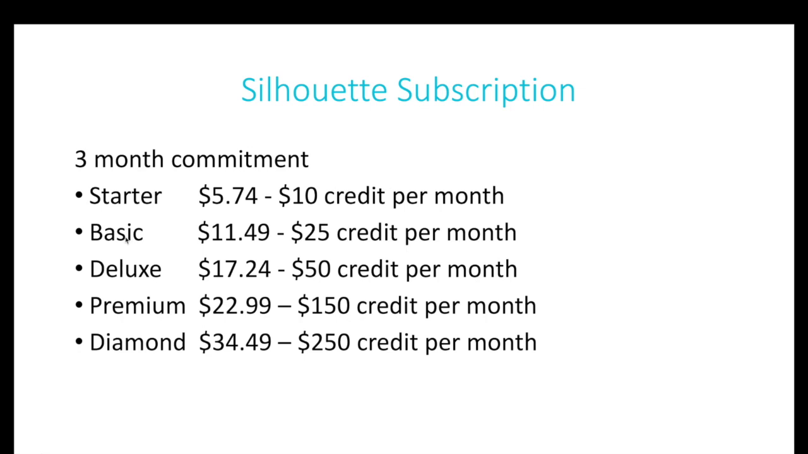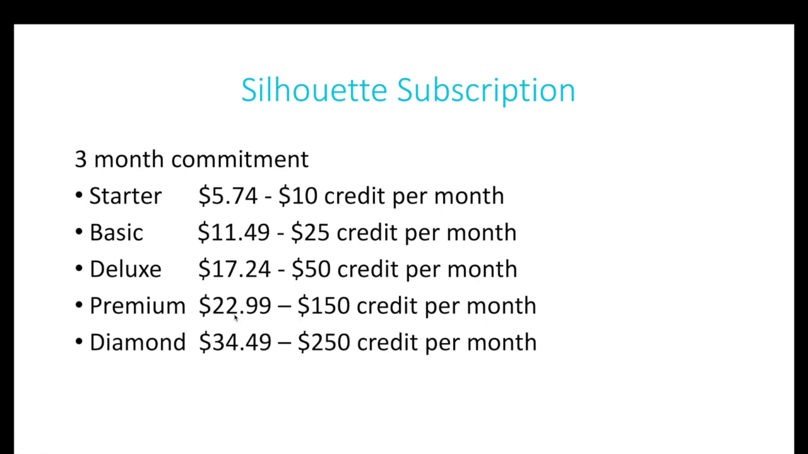Now, if you go to your basic, your next package, you're going to pay $11.49, but you're going to get $25 worth of credit to, again, go in the store and purchase any designs or fonts or packages that you would like. When you get up to the deluxe, you're at $17.24 a month, and you're getting a $50 credit. The next tier is premium, and this is where you see a significant jump in the amount of credits that you get per month.